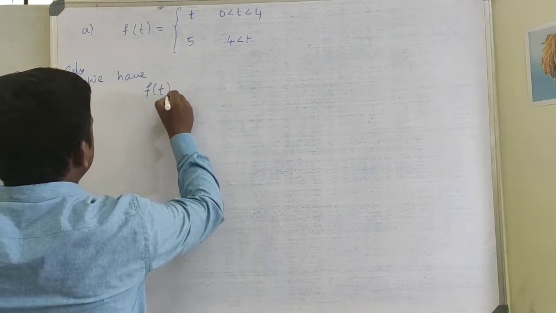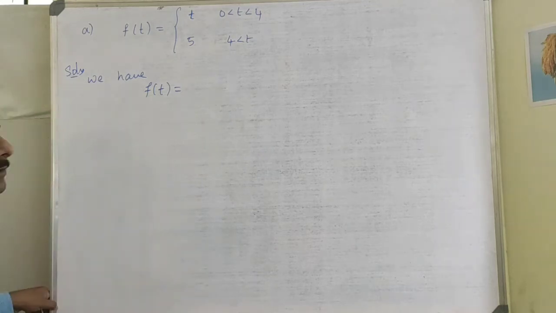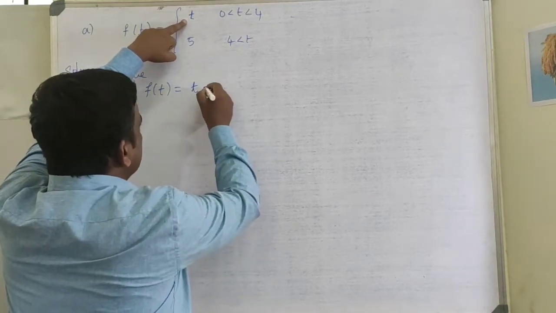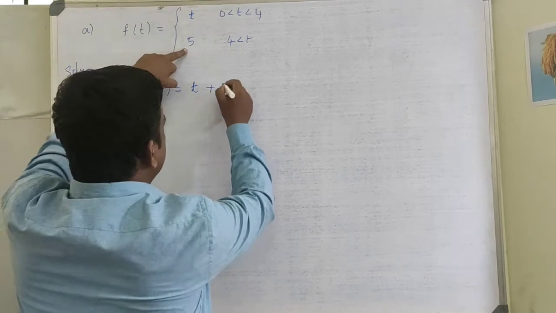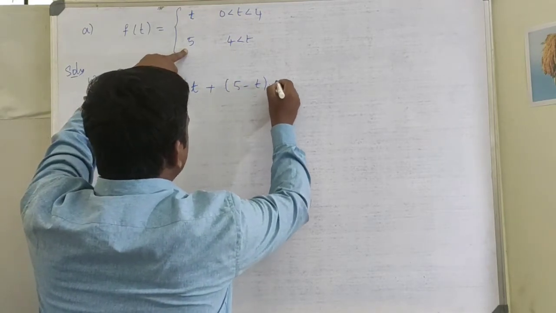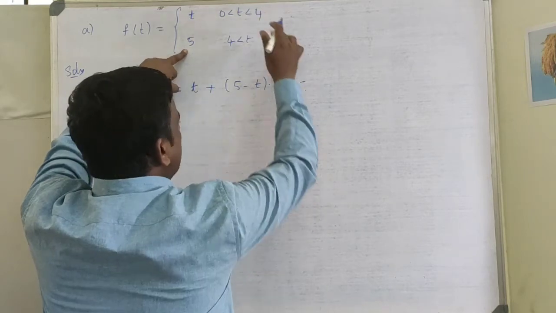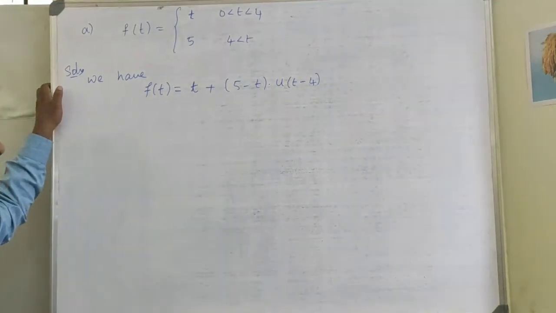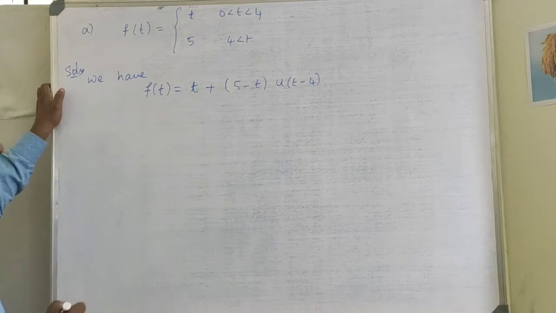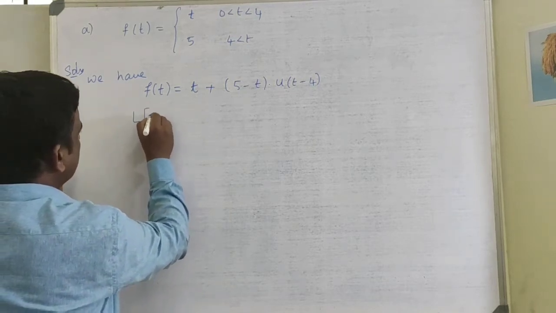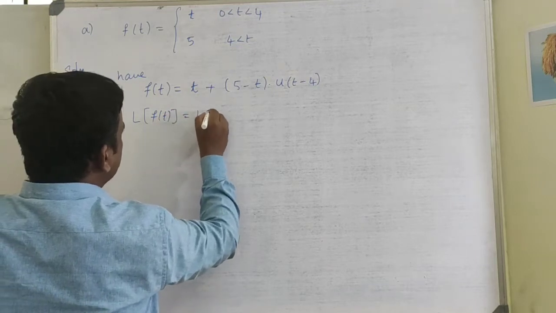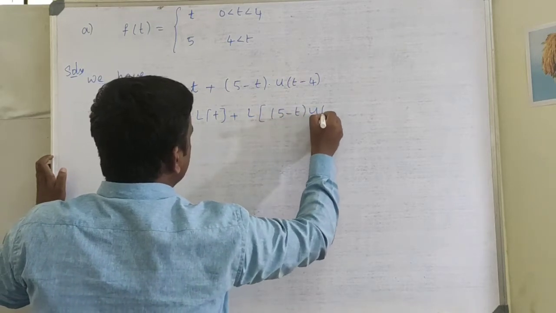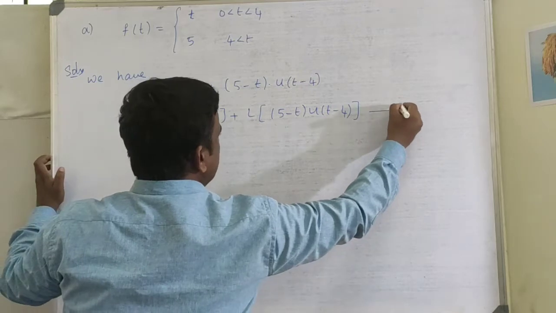Now we have f of t equal to, to write this in terms of unit step function, we have to follow the procedure. So first term will be the first function t plus second term will be second function minus the first function into u of t minus the right end point of first subinterval. So f of t equal to t plus 5 minus t into u of t minus 4. Now take Laplace transform on both sides. So this will be L of f of t equal to L of t, Laplace transform of t, plus Laplace transform of 5 minus t into u of t minus 4. Call this as equation 1.